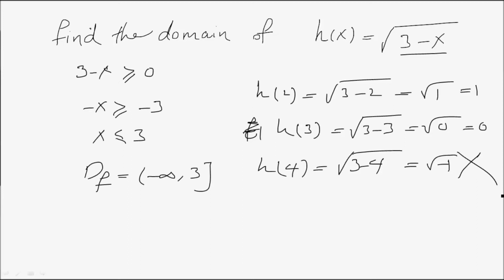When you have a radical with an even index, the radicand cannot be negative. So that's why, in the first place, I have to say the radicand 3 minus x is greater than or equal to 0 and solve for that. That will give me all the values that are valid input to this function. Anything from negative infinity to 3, because these are the values that give me a non-negative radicand.